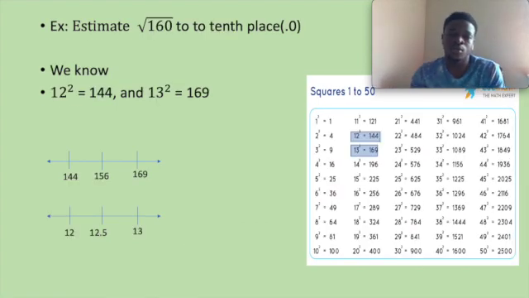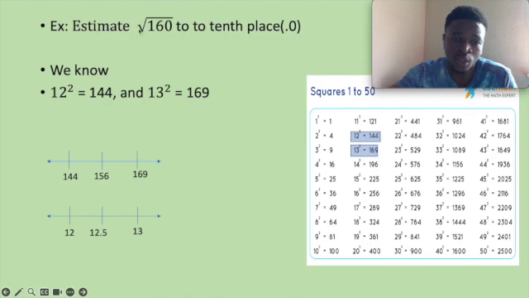Now for the second one, we're asked to estimate the square root of 160 to the 10th place again. Now, when we look at our chart, we know 12 squared equals 144 and 13 squared equals 169. What we're trying to find is something in between 12 and 13 that's going to give us 160. Now we know 12 squared gives us 144, and we know 13 squared gives us 169.